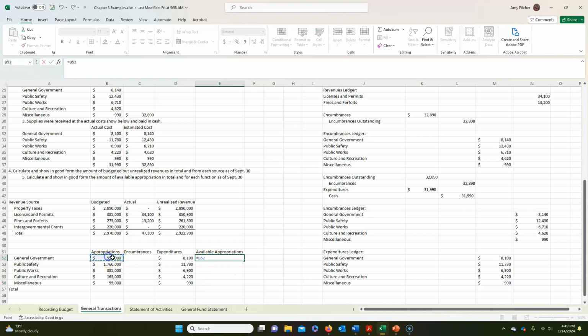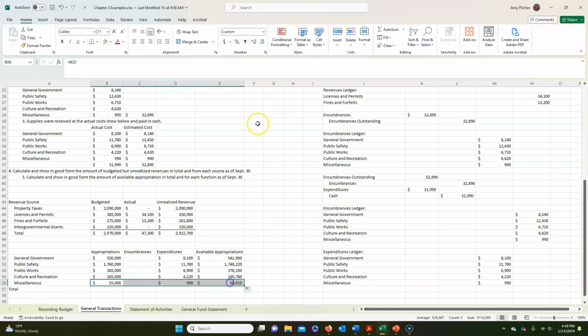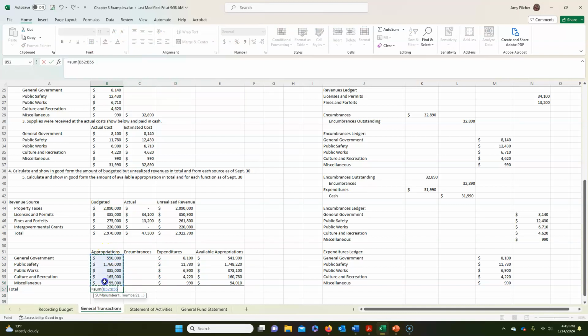So our available appropriations is appropriations minus what has currently been spent, and that is what is available at the end of the month for those entities to still spend. Okay, the next example, the statement of activities, will be in a different video, trying to keep these much shorter than 22 minutes is my goal. But I wanted to finish this problem since I had already started it.